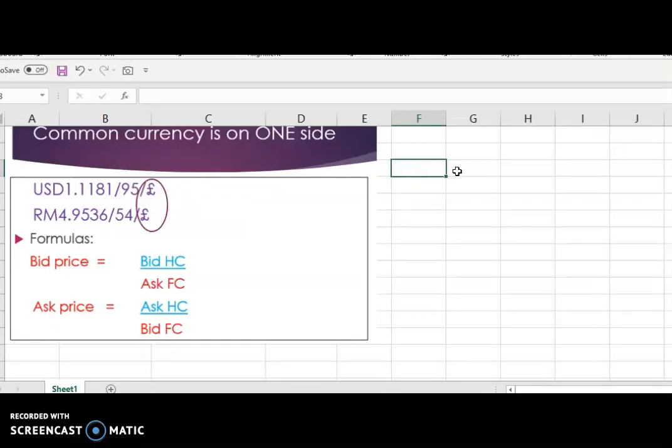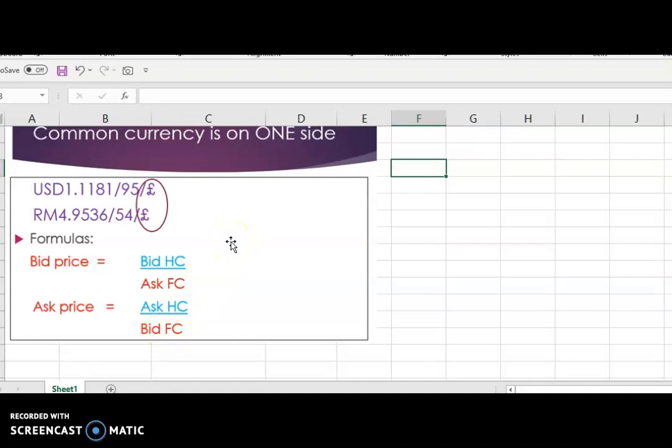Okay guys, how are we going to calculate when the question asks you what is the value of RM in USD or the value of USD in RM? Like I said earlier, this is one side because the common currency, pound, is at the back of both quotations. To calculate RM in USD or USD in RM, we use this formula. The bid price is the bid home currency divided by the ask foreign currency, and the ask price is the ask home currency divided by the bid foreign currency.